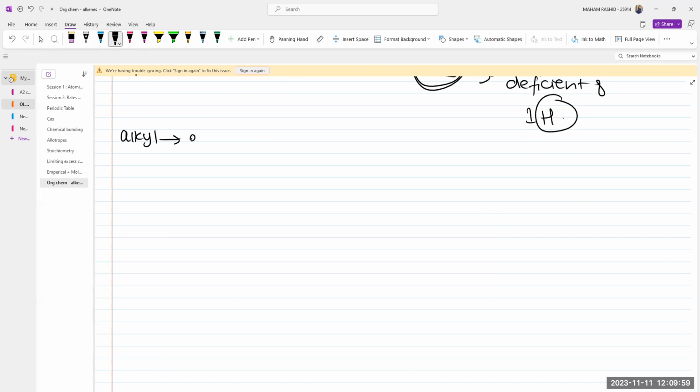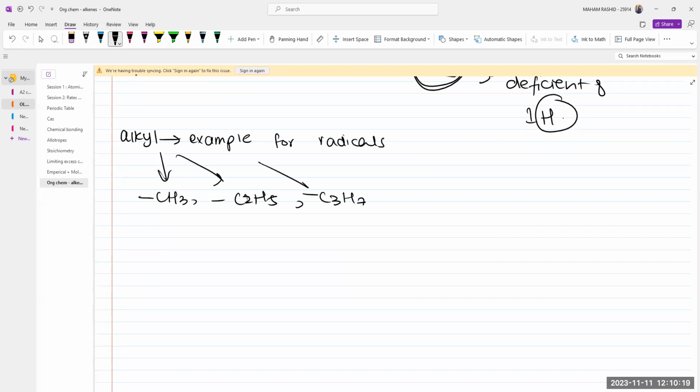So alkyl groups are an example of radicals. What do I mean by radicals? All of these are radicals: CH3, C2H5, C3H7. Okay? Now examples of these are alkyls. Okay? Now this is my methyl, ethyl, propyl. Okay? So the proper definition for this, I'm just going to write it here.